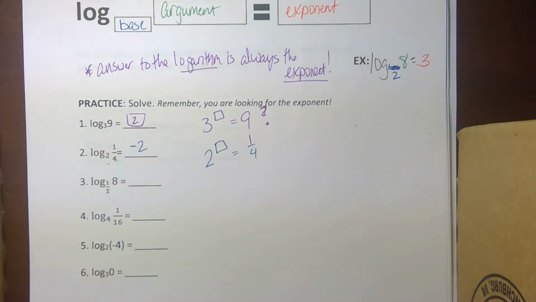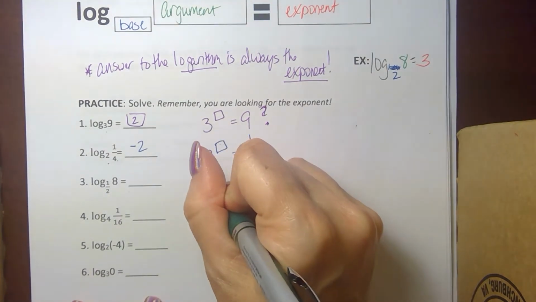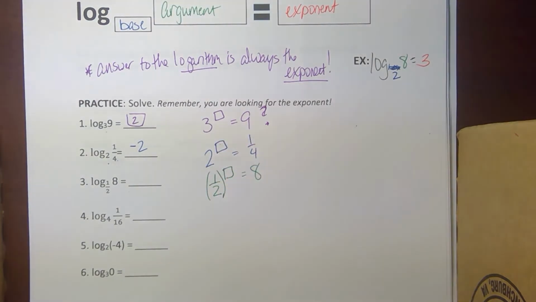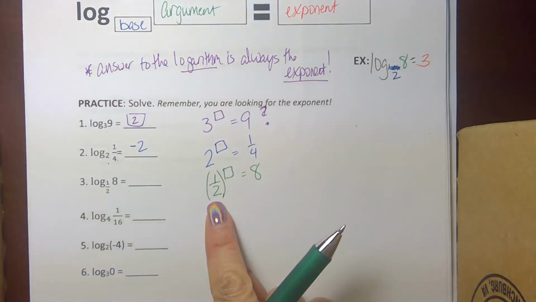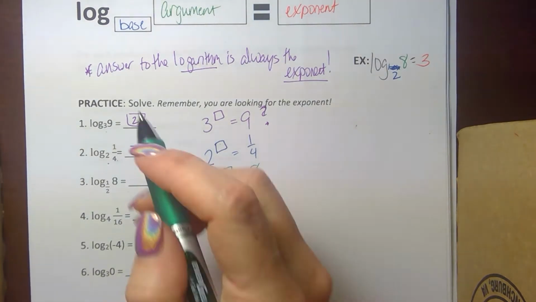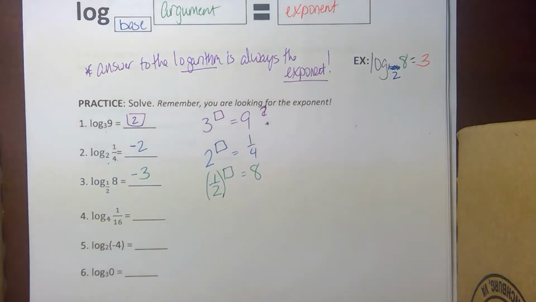Number 3 asks, what is the exponent of 1/2, because that's my base, that gives me 8? Well, 2 cubed is 8, so I would need to flip this. Instead of 1/2, I would need 2. So again, I'm going to need a negative exponent. 1/2 to the -3 gives me 8.